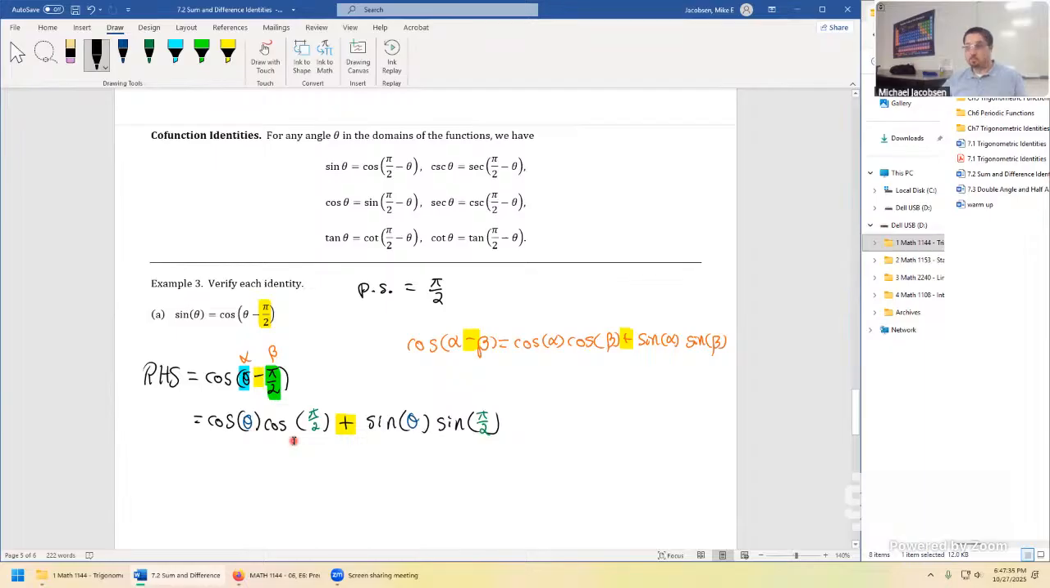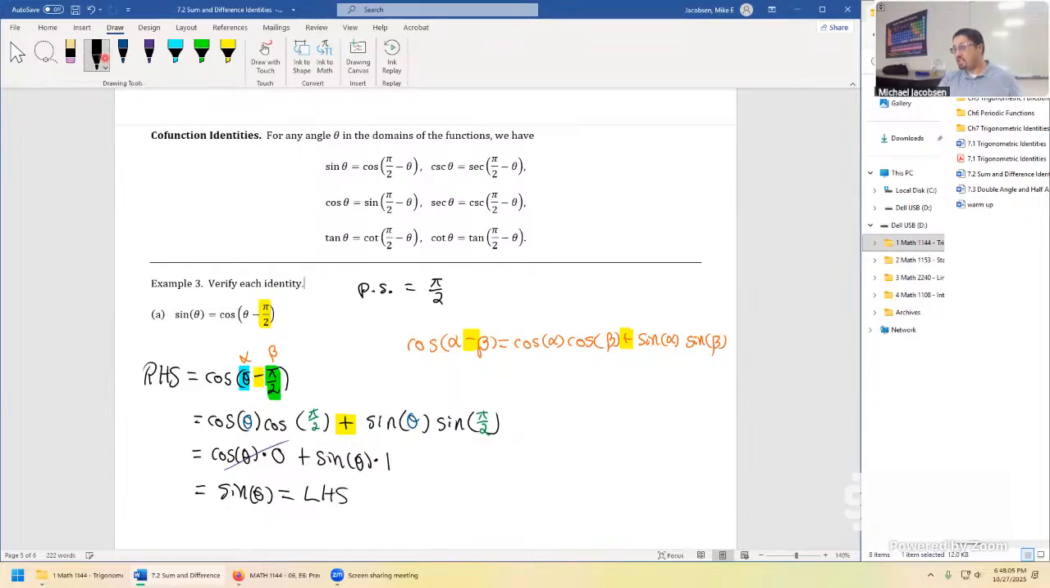But now that we're here, here's the beauty of this problem. Cosine pi over 2 is 0, so this whole term is just gone. This is cosine theta times just 0 altogether, plus sine theta times, well, sine at pi over 2 is exactly 1, and multiplying by 1 doesn't change the value. So we get a cancellation right here. That's just gone. 1 times sine theta is sine theta. And that's the left-hand side. So that's how this one goes.